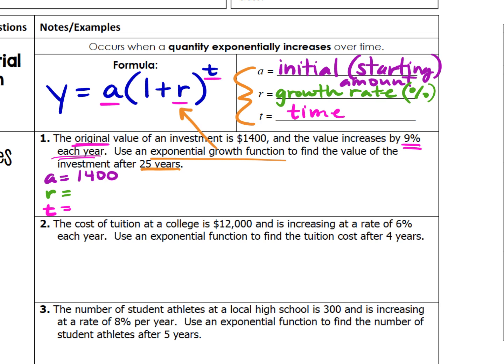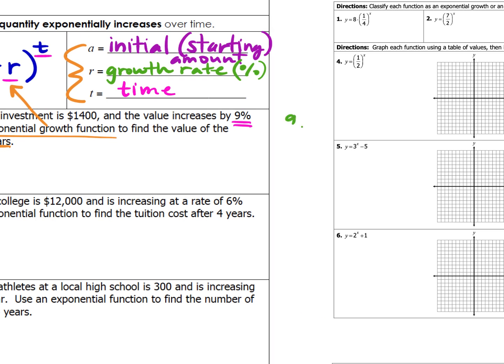Okay, now here's the part that tends to get a little mixed up at times. What is your growth rate? 9%. How do you write 9% in decimal form? 0.09. Remember, 9% is like 9/100ths. So if you plug it into your calculator, 9 divided by 100, that's 0.09.